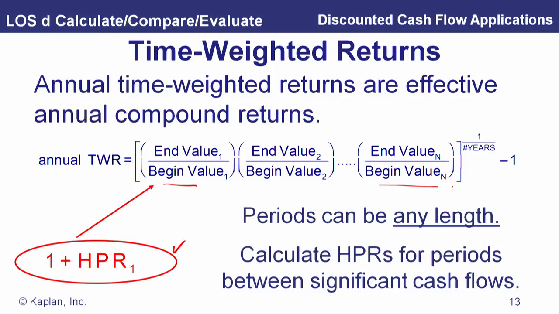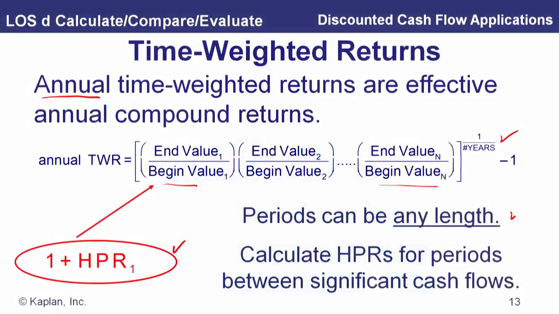during those periods, and then take that to the power 1 over the number of years, because we want an annual time-weighted return. And so if we've got 2 years of data here, we've got to take it to the 1/2 power minus 1 to get the annual time-weighted return. But these periods don't have to be equal length. These periods can be any length because we're just compounding them over the entire period. So we're going to calculate these holding period returns for periods between these significant cash flows.